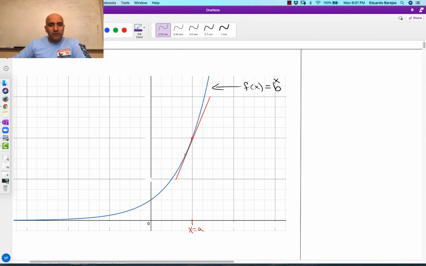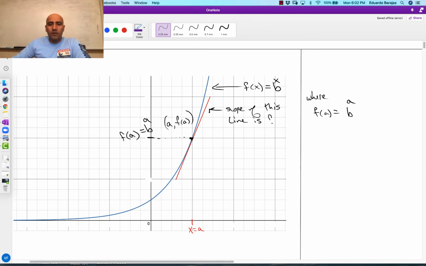Okay, so then let's say that this red line here represents the line tangent at this point. So that means that this point right there would be the point a comma f of a. Well, f of a in this case would be b to the a power. Okay, and so we're interested in the slope of this line, right? The slope of this line is the derivative. Okay, so let's use our limit definition of a derivative to find f prime at a at this point.